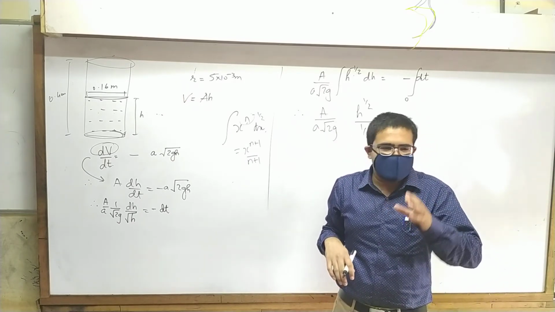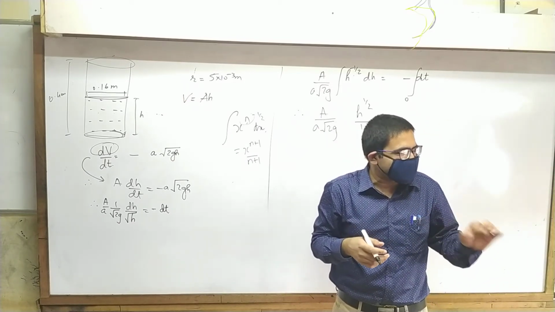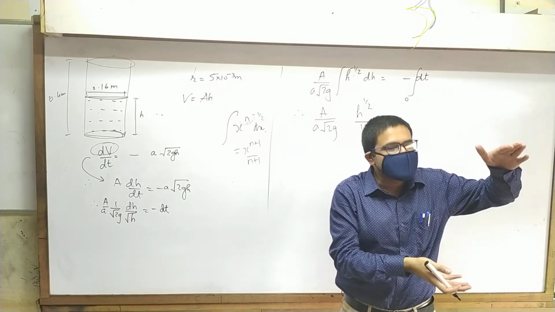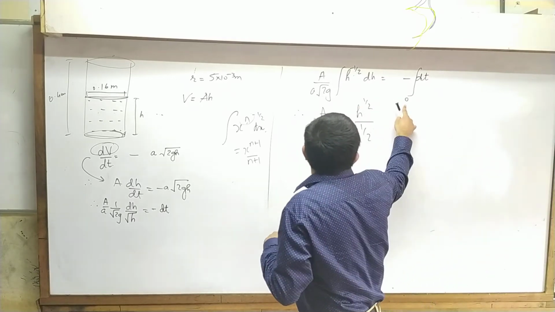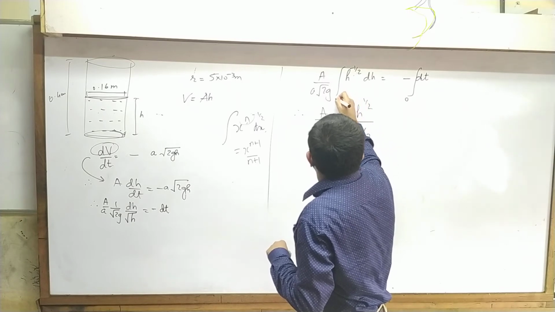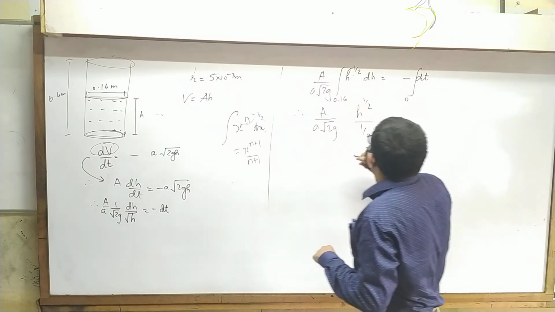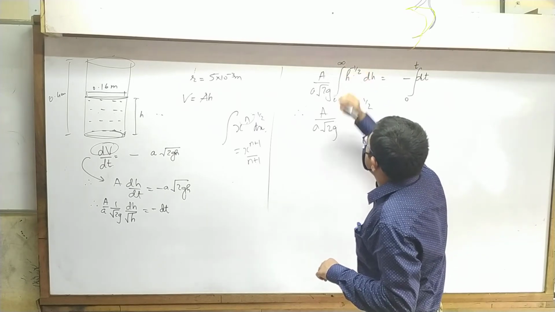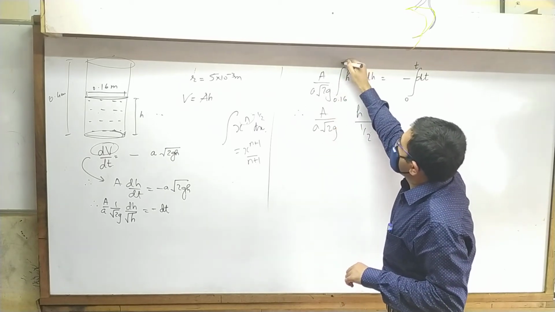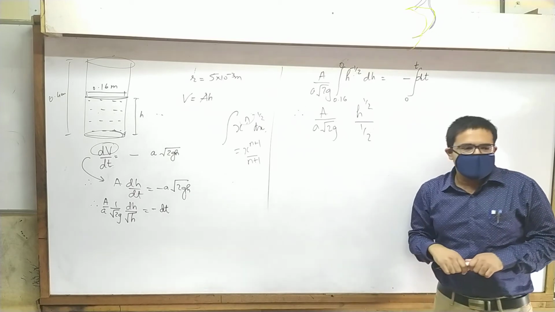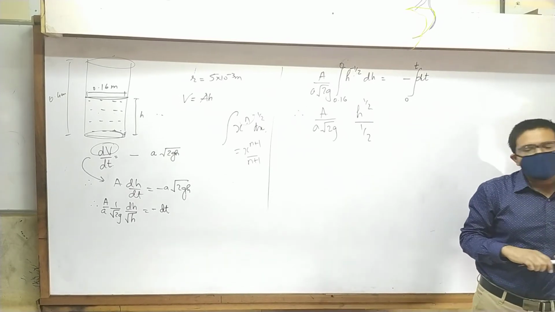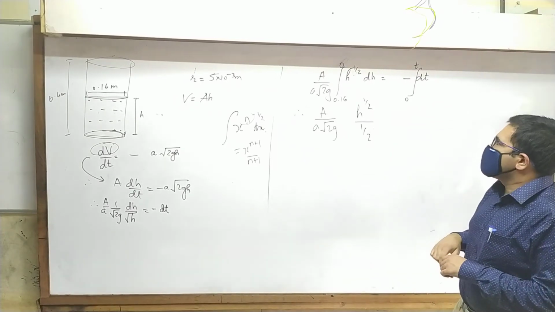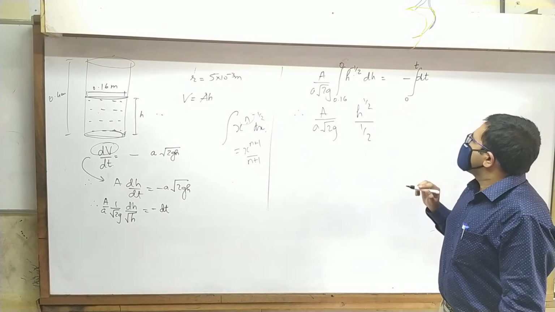0.16, isn't it? Look at the initial picture. Water just started flowing out. At that time the height was 0.16. So when time is 0, h is 0.16. And we have to find the time after which the height becomes 0. Clear? Okay, so this is what we get.